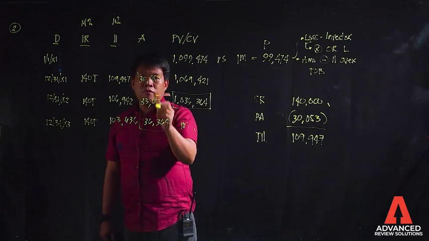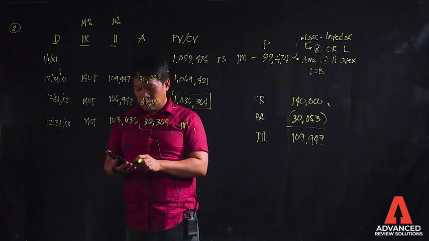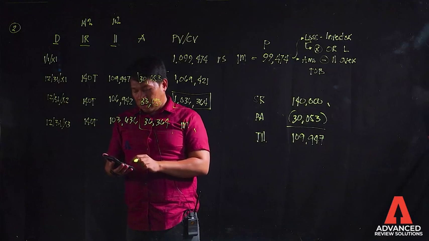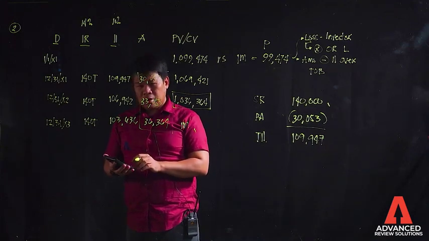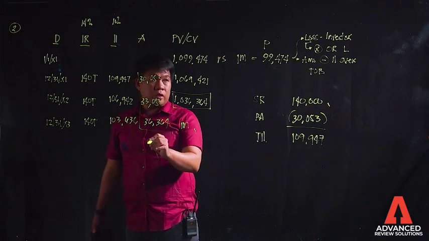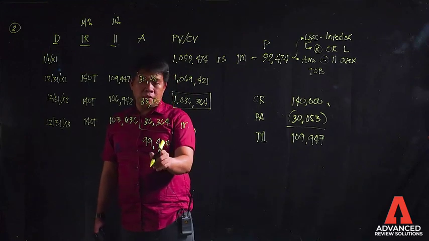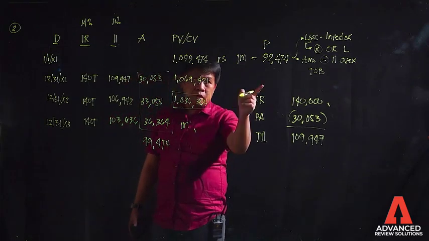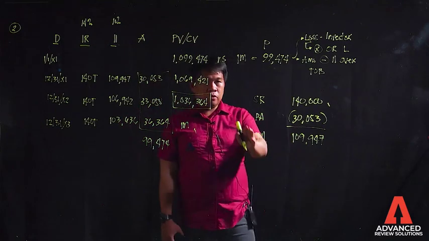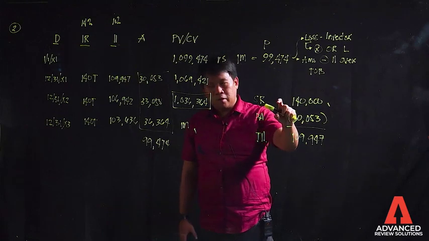So the total of this should be 99,474. Let's validate, no? 30,053 plus 33,058 plus 36,364. So that is 99,474 or 475. The discrepancy is due to rounding off. Okay? So, ganun yun. So, pag tinanong ka, what is the total interest income? This will be the basis.